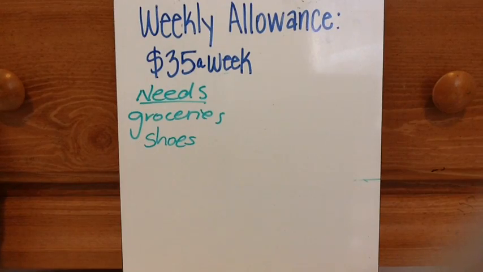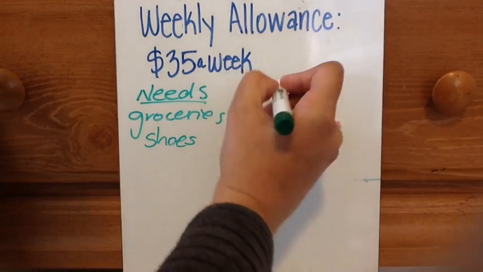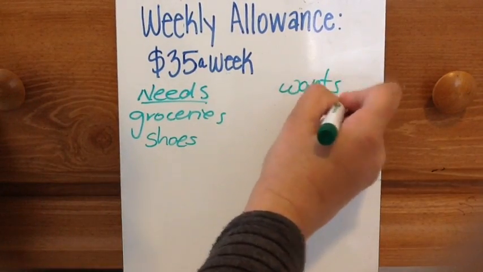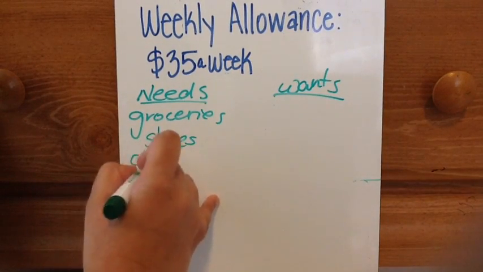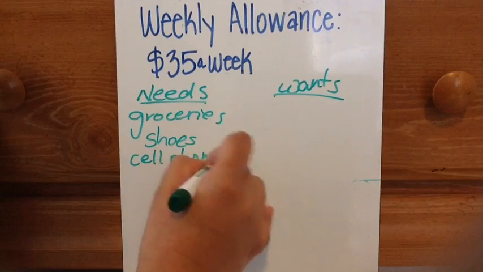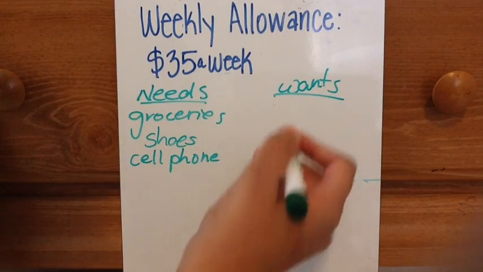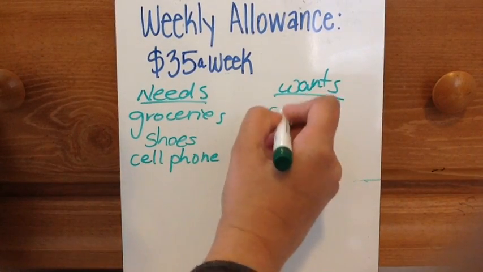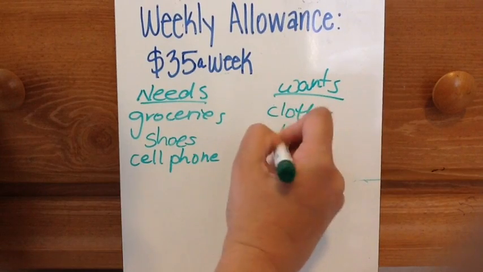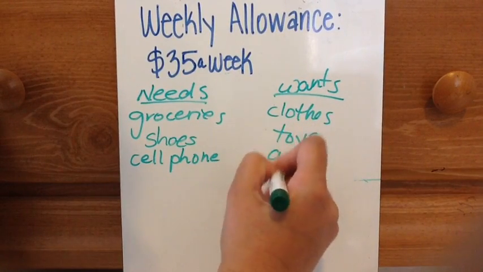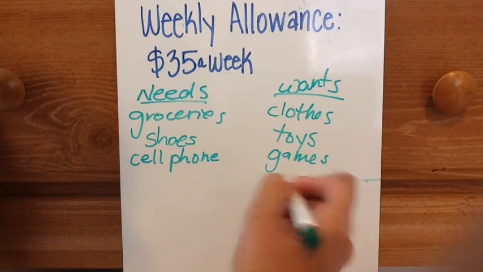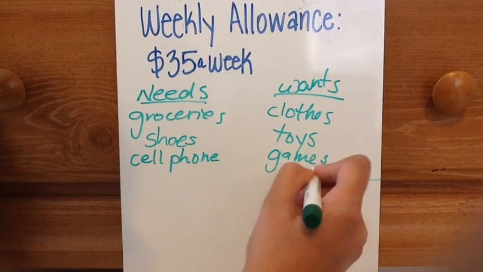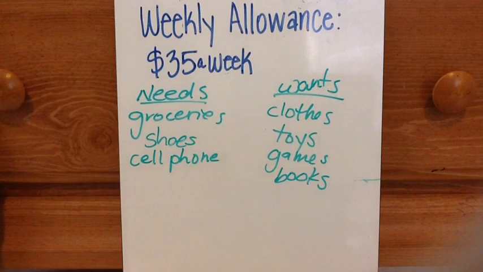Until then, work with what you've got. I don't know. So it just kind of depends what's your situation right now. Maybe you're paying for your own cell phone bill. Just kind of depends. Every family's different. So for wants, it could be new clothes, it can be new toys, it can be new video games, it can be maybe books, whatever the case, okay?